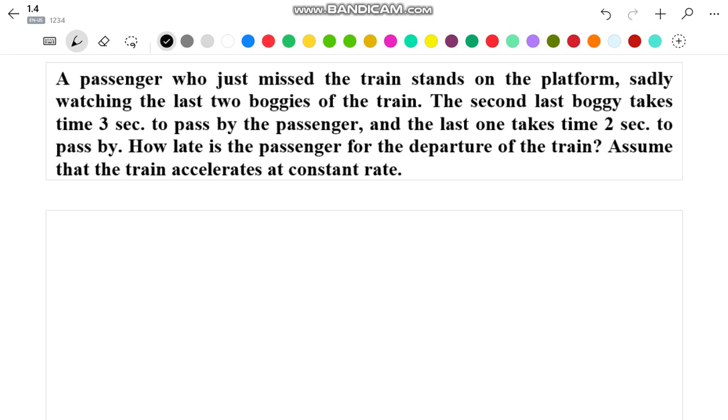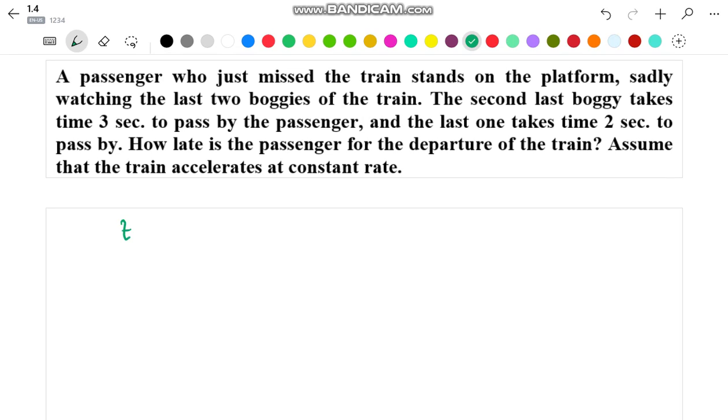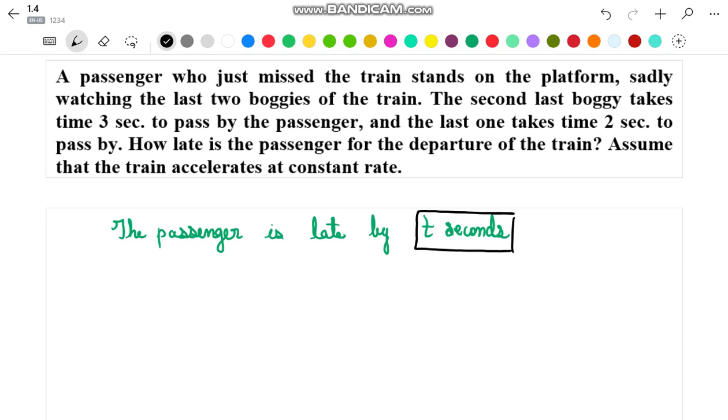So let us start the problem by making the assumption that the passenger is late by t seconds. So let us assume that t seconds is the time. Let us assume that the passenger is late by t seconds. And accordingly, we have to find the value of this time only. Because ultimately, that's what we are supposed to find, that how late the person was for the departure of the train.